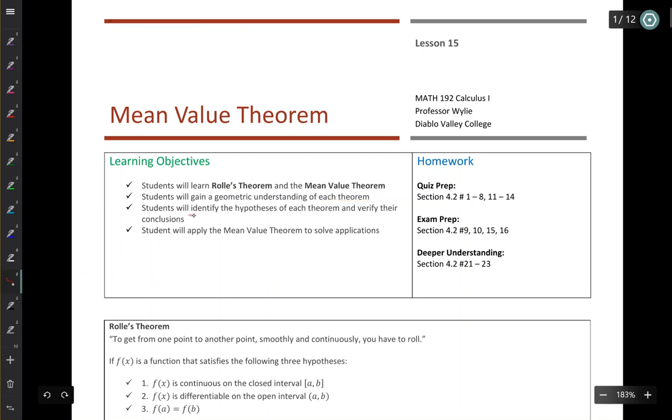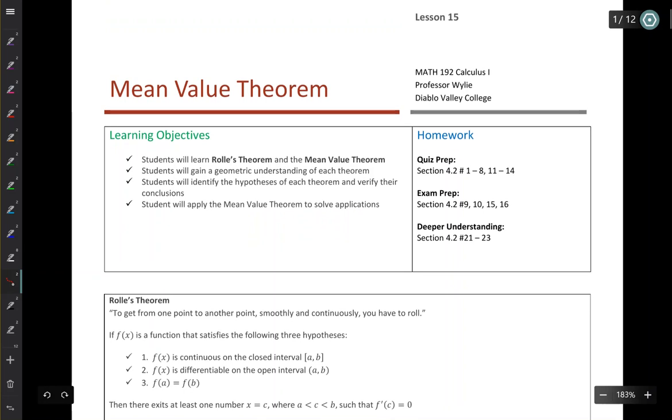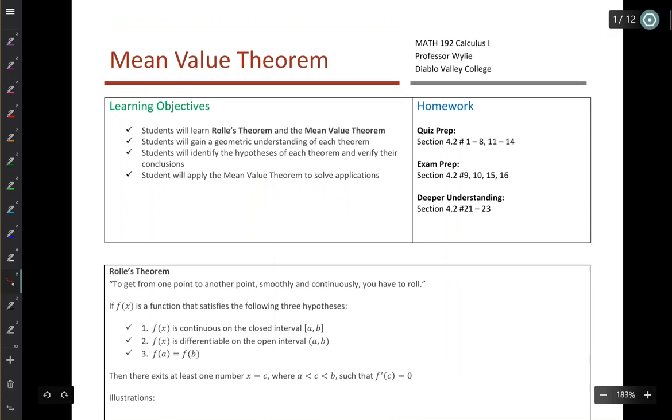We're going to practice identifying the hypotheses for each theorem and verifying the conclusions. And then we'll also use the mean value theorem in some applications. First, we'll start with Rolle's theorem, which really is just a special case of the mean value theorem.